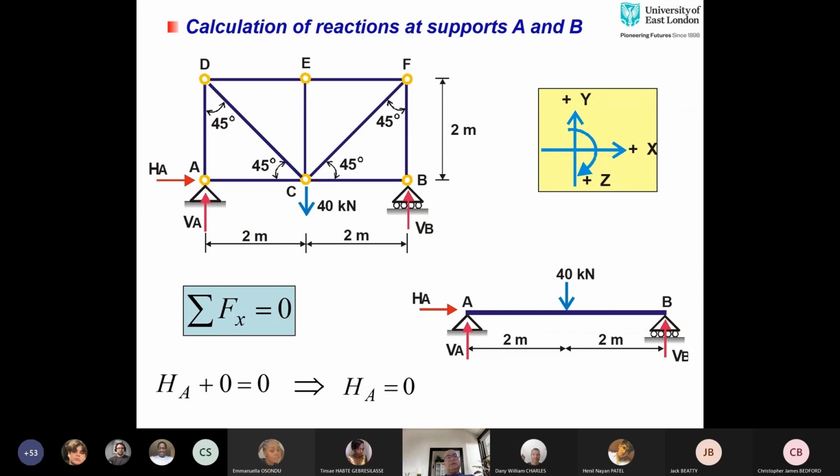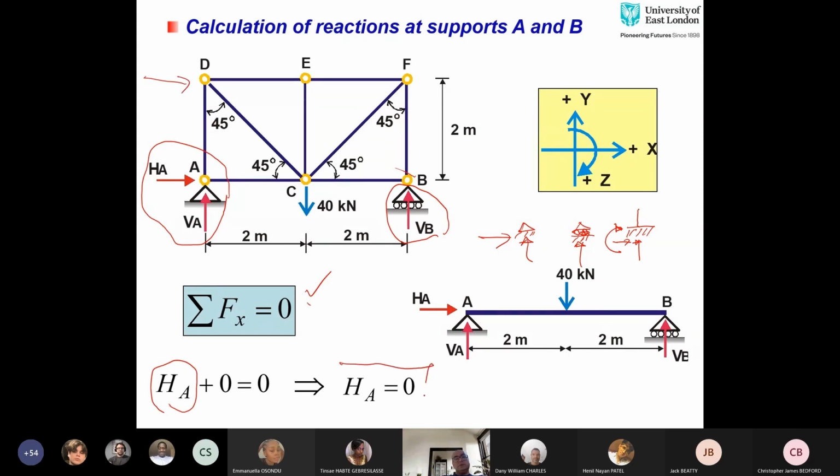Support A is a pin support. It will have how many reactions? You have only two reactions, horizontal and vertical. And then I have one reaction at point B. Now, first of all, I would say summation of horizontal forces equal to 0. At the moment, the only horizontal force applied is this reaction, and there is no other horizontal force applied. So that is the reason horizontal reaction at A is 0.